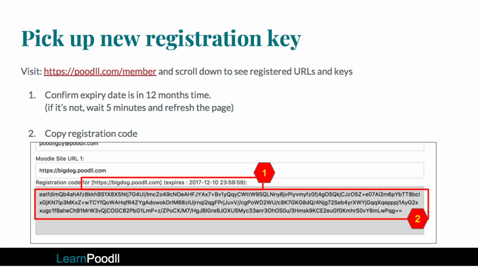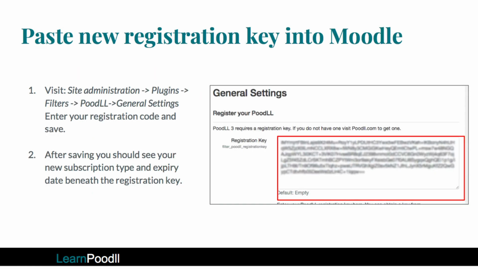Once the transaction is complete, you should be able to pick up your new registration key at poodle.com/member. Check the expiry date on the new registration key or registration code, because sometimes it can take a few minutes for that to become available. Once it's available, you should copy that key, and we're going to use that on our Poodle Filter General Settings page. The Poodle Filter General Settings page is on your Moodle site, and from the Moodle menu you can access that at Site Administration, Plugins, Filters, Poodle, General Settings.